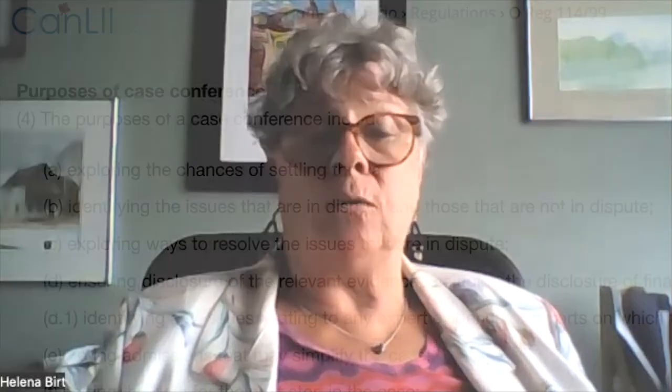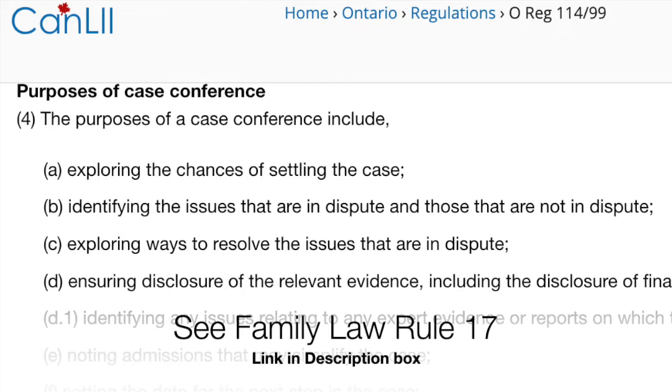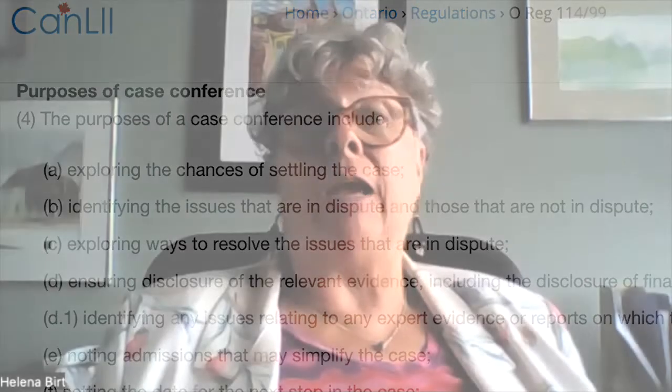And the family law rules actually set out all of the things that are expected to happen at a case conference. The purposes are to explore the chances of settling a case. And quite often, usually, the judge who's meeting with the parties at a case conference will explain what the law is and how it applies to the facts in the case, based on the materials that have been filed already. And the judge can give an opinion on the probability of any position that a party may take. The judge will help people to explore ways of resolving issues that are in dispute. And even if you can't solve everything, if you can resolve some issues, either on a temporary or permanent basis, that's less things that you're going to have to argue about later on if you have to continue on in court.